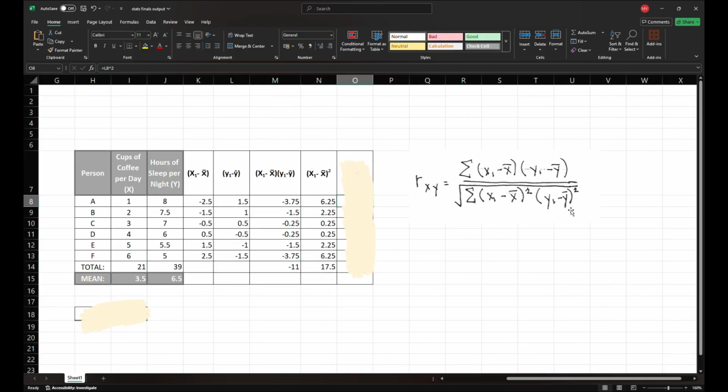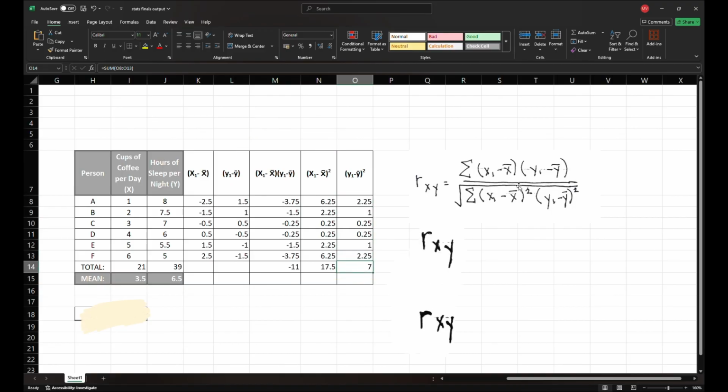Now same goes with our y sub 1 minus the mean of y squared. So we already have the y sub 1 minus mean of y. We just have to multiply it by itself. 1.5 squared, 2.25. 1 squared, that's 1. 0.5 times 0.5, that's 0.25, and so on. Sum it all up, we got 7.